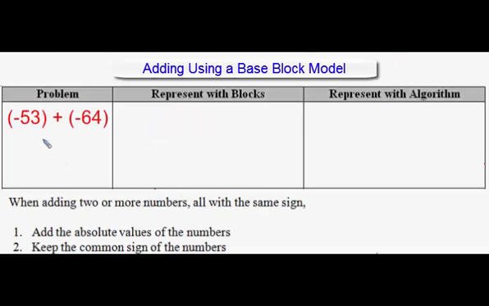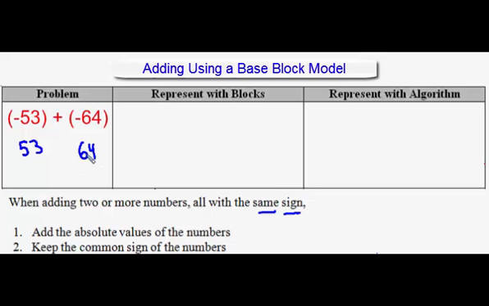Here is another example where the two numbers I'm adding together have the same sign. So the first step is to take the absolute values of the numbers and then add them. The absolute value of negative 53 is positive 53, the absolute value of negative 64 is positive 64. So I am to add these, and at the very end we'll keep the common sign of the original numbers, which in this case is negative.